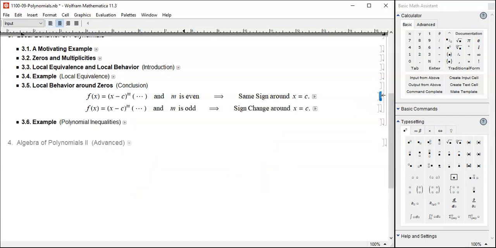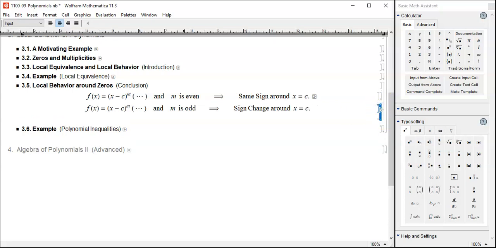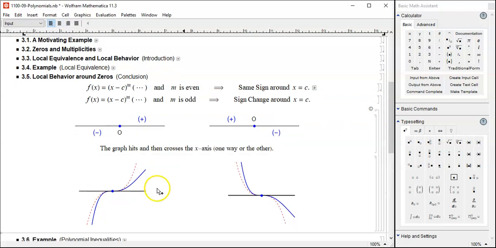Now, what if the multiplicity is odd? In that case, we have to have a sign change. Cross the x-axis and increase, or cross the x-axis and decrease. So like this, from negative, cross the x-axis and increase to positive, or positive, cross the x-axis and decrease. Either way, we have to have a sign change around x equals c. So that is the conclusion.